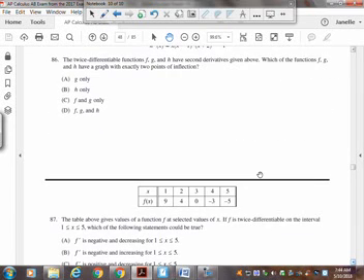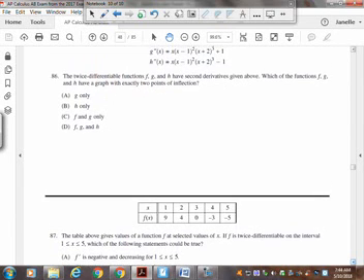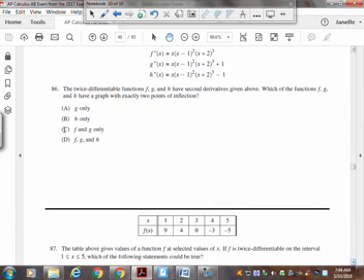All right, number 86 says twice differentiable, and that to me is a little tricky. If F, G, and H are twice differentiable, with the second derivative given above, which of the following has a graph that has exactly 2 points of inflection?